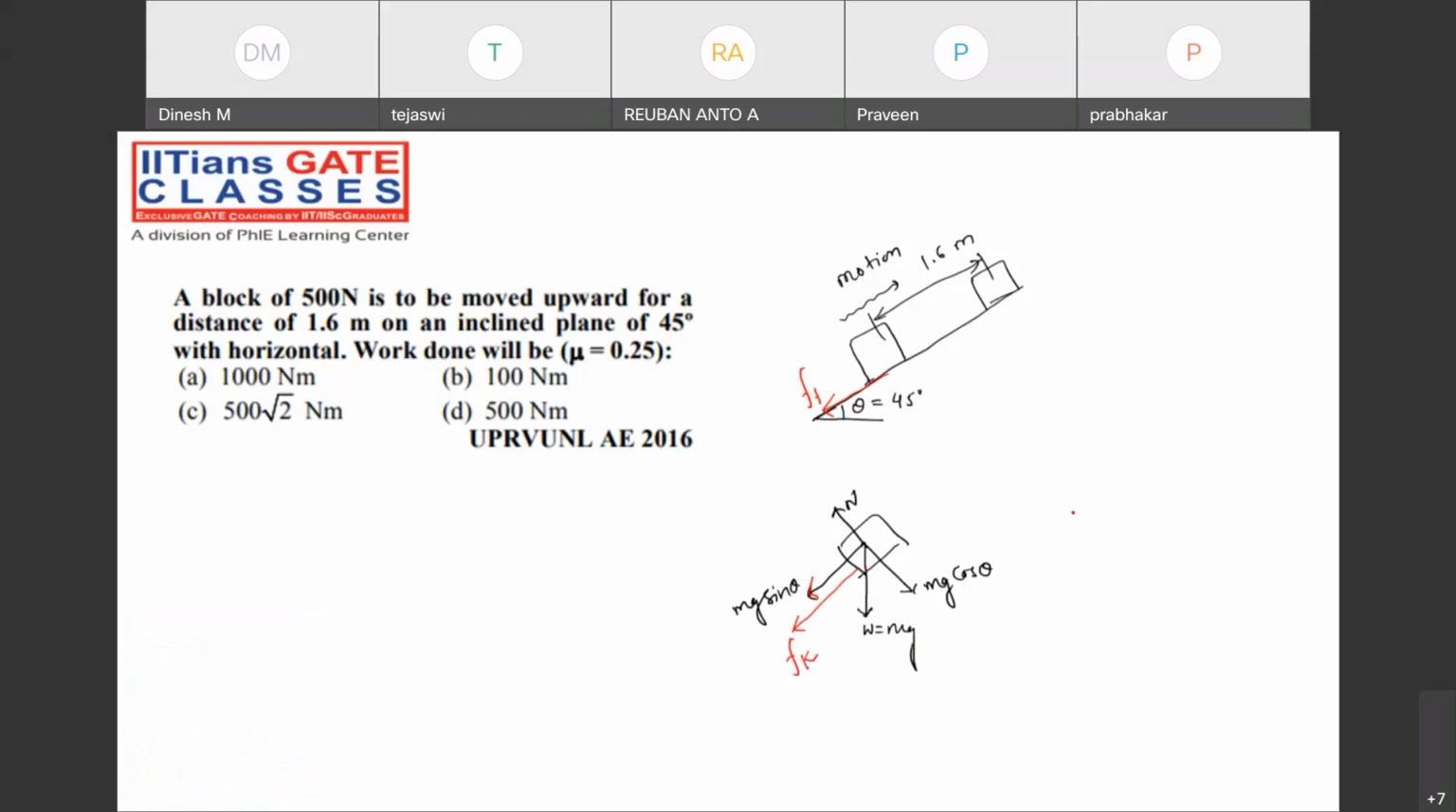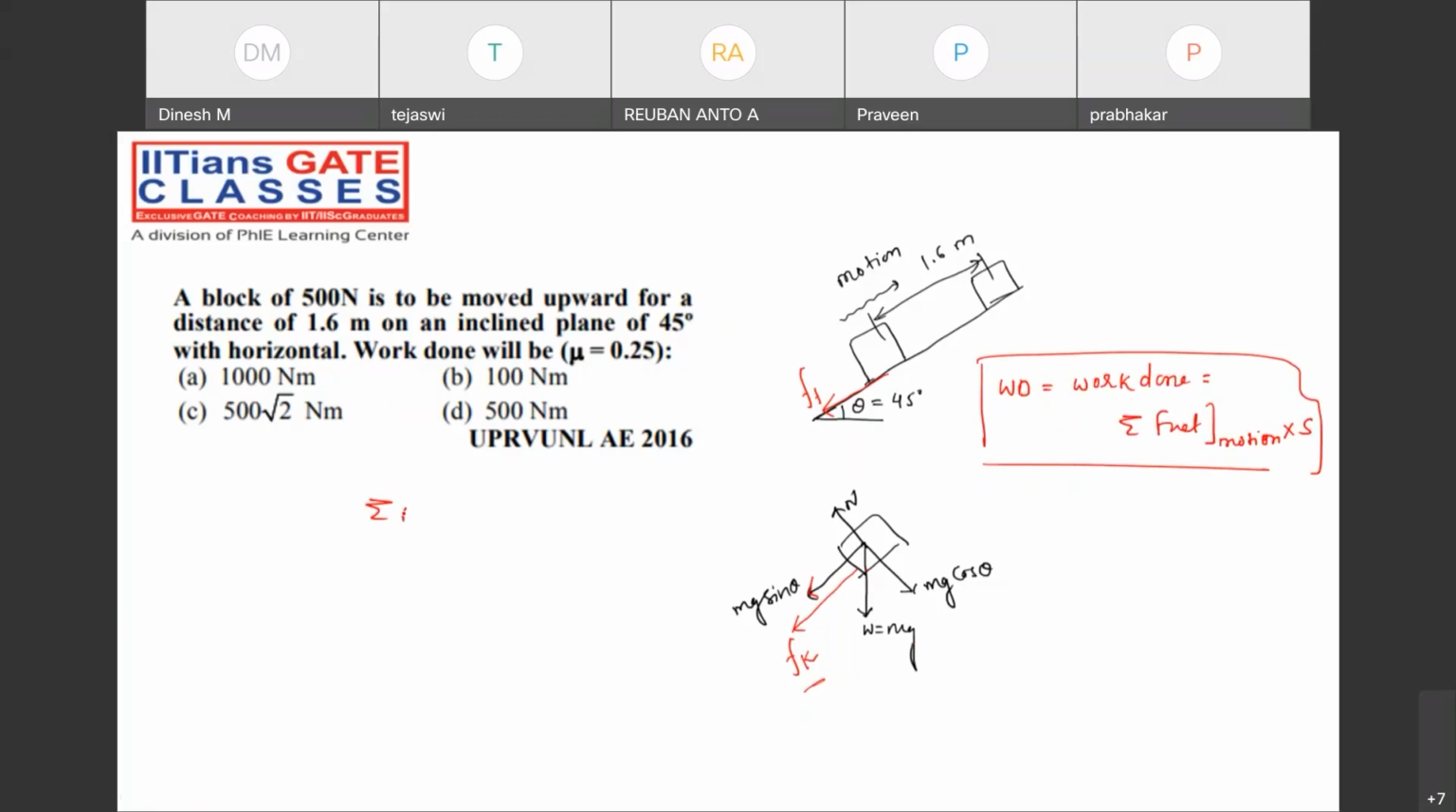Now, whenever there is a motion, work done means there is a motion. When the motion has been started, my dear friend, is that kinetic friction or static friction? Kinetic friction. You know that the work done will be net force in the direction of motion into distance. This is the formula for the work done.